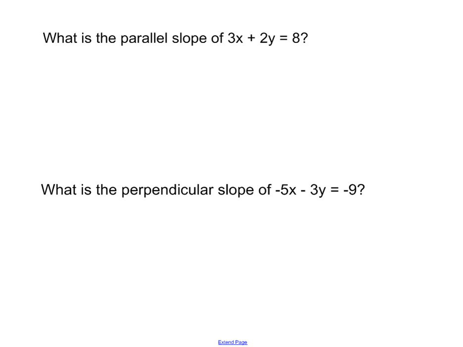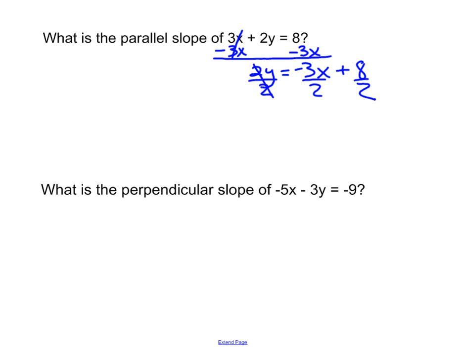So I have to get y by itself. If you don't know how to do that, then we have a video on how to get y by itself. But if you do know how to do it, then we'll go ahead and do it. We're going to subtract 3x from both sides to get y by itself. And we have 2y is equal to -3x plus 8. Then we'll divide everything by 2. That cancels out, and we have y equals -3/2x plus 4.